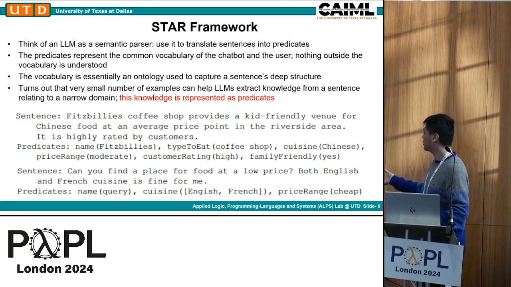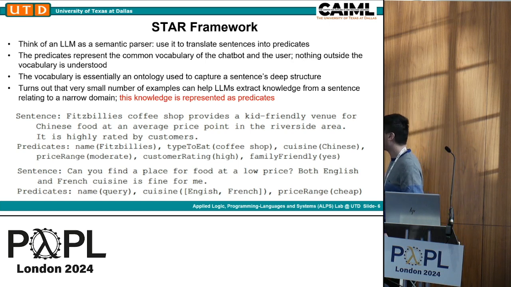We can also do something like asking a question. Say the sentence is, "Can you find a place for food at a low price? Both English and French cuisine is fine for me." Then the predicates generated are like: the name of the restaurant is to be queried, the cuisine type would be either English or French, and the price range is cheap.